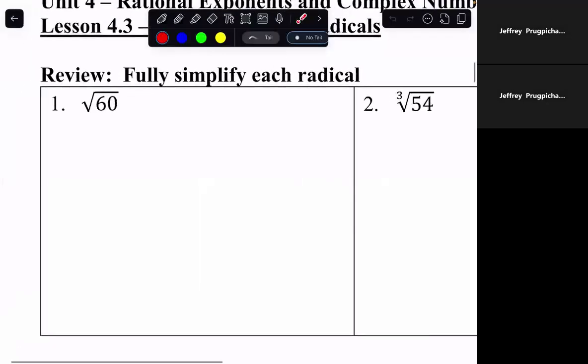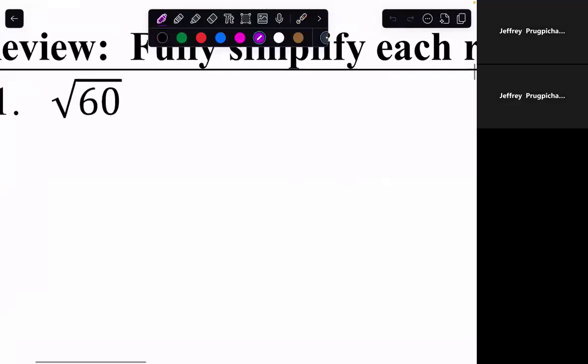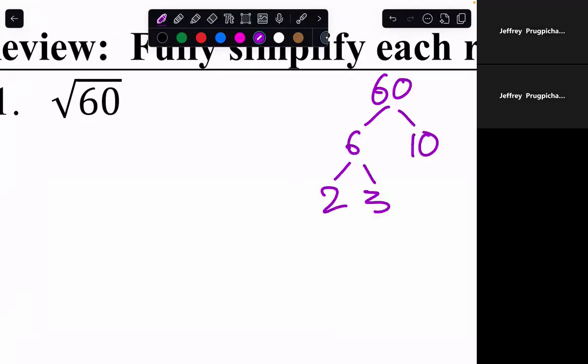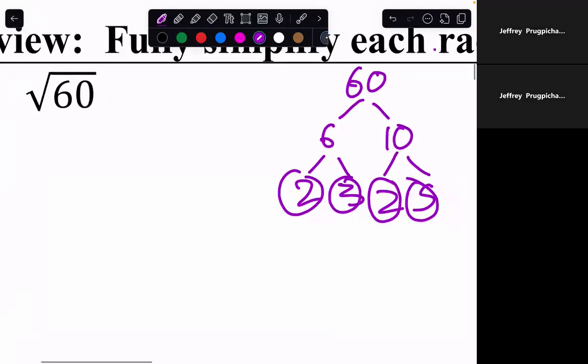Okay, so first one, we know that this is a square root, invisible index of 2. So 60, 6 times 10. Remember, factor trees can look different, but the end result will be the same. Okay, so 60 is 2 squared times 3 times 5.